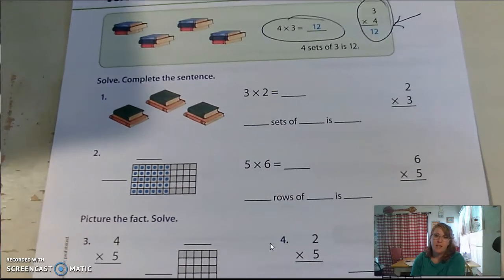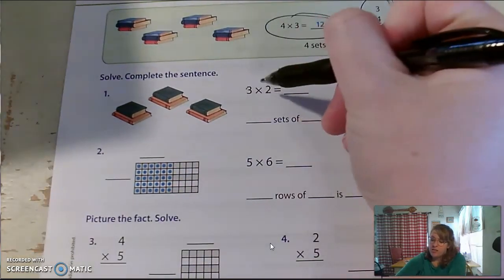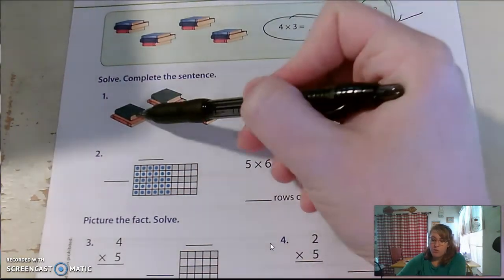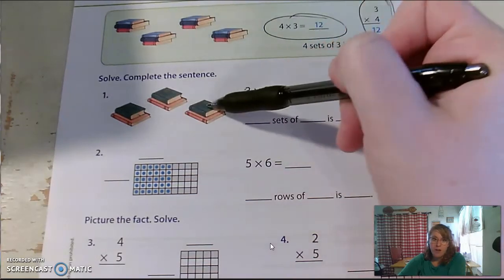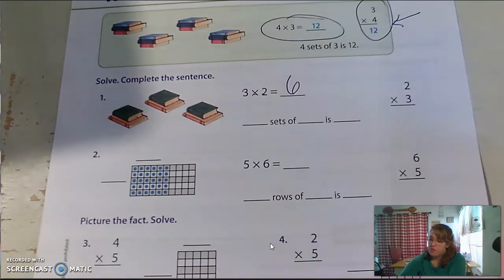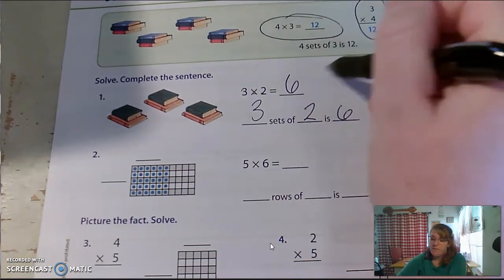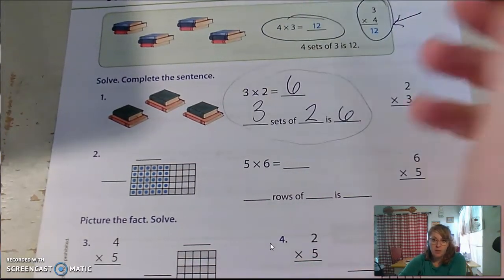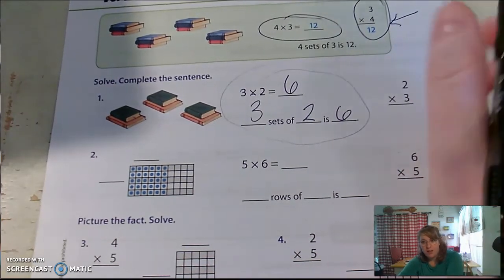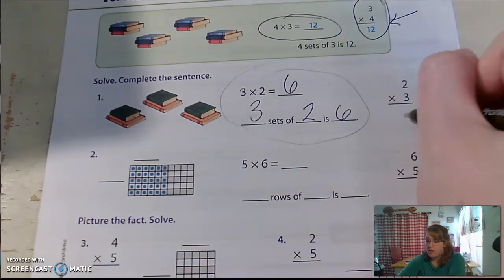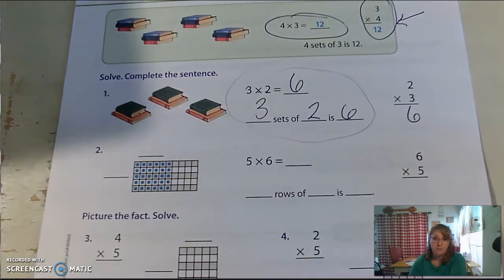Solve. Complete the sentence. 3 times 2: 1, 2, 3, 4, 5, 6 is 6. So 3 sets of 2 is 6. These are the different ways that we wrote it in the past, and this is our new way of writing it. 2 times 3 is 6.